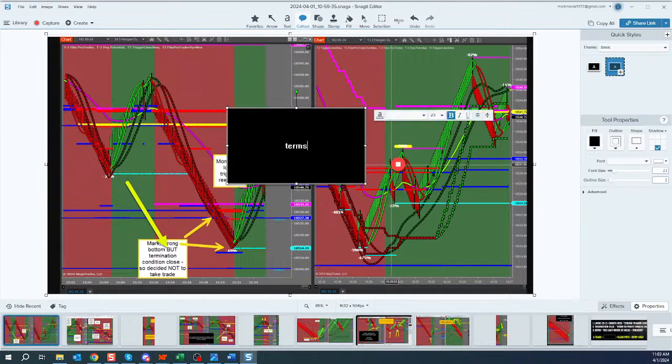Not taking it because of termination conditions. Not taking it because of split triggers. Not taking it because of the bad bottom. Not taking it because of all these reasons. I can't type. That takes my advantages away.